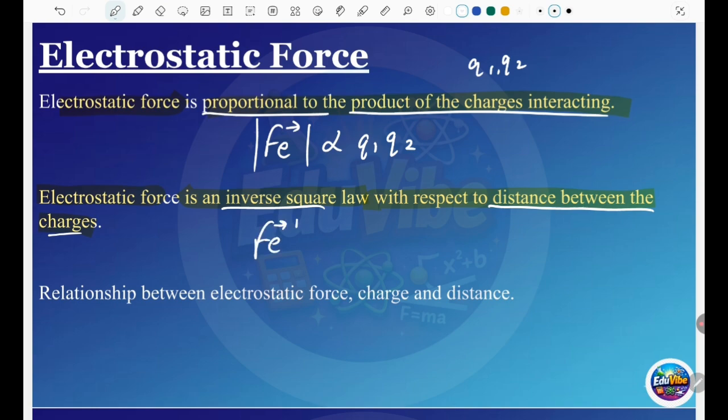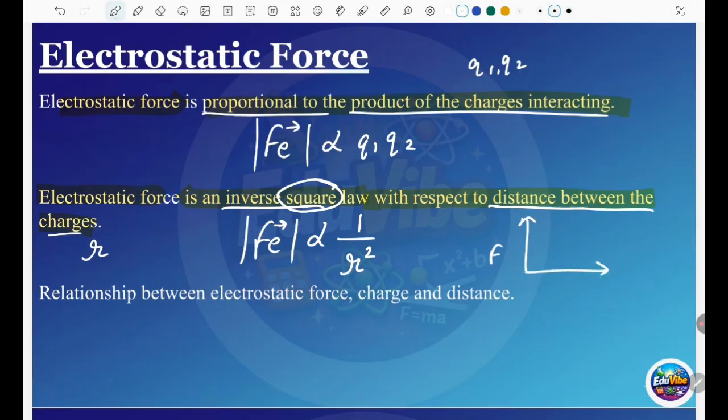Fe is also proportional to the reciprocal of the distance between the charges. The distance between the charges is denoted by r, and it is squared, so we get 1 upon r square. I also have to mention that when we make a graph of Fe and r, it is inversely proportional, so we get this type of graph. This graph is very important.